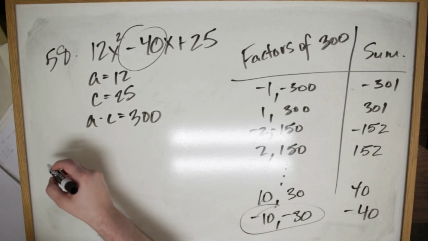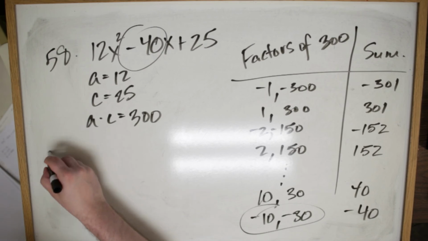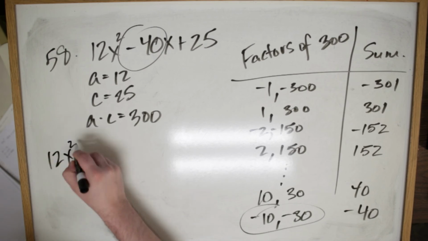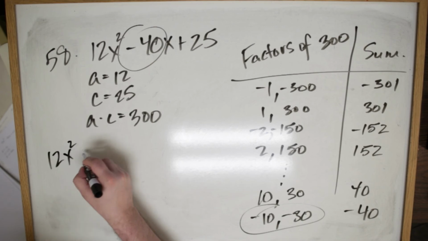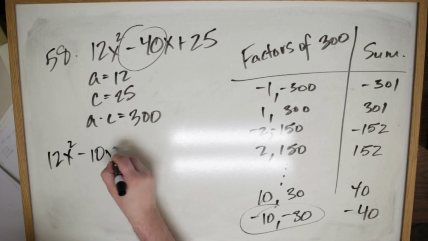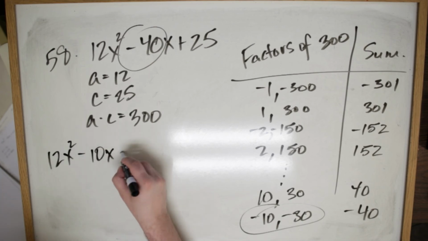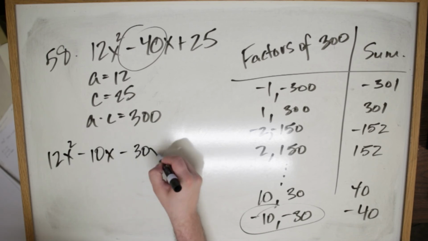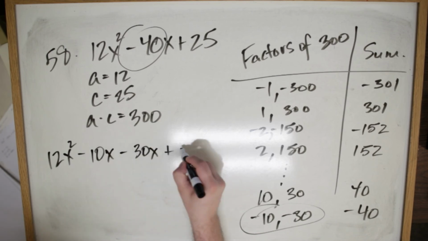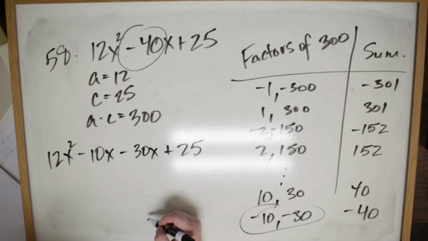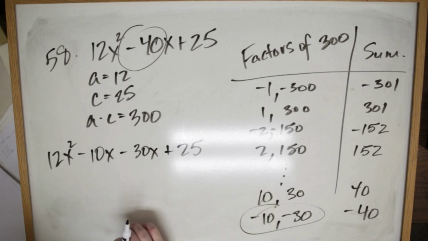So let's do our grouping just like we did before. 12x squared minus 10x. I actually in my notes did it the opposite, but I want to try it this way because it just seems like fun. Yes, math can be fun, believe it or not. It's really fun when you actually get it too. That's when it's the most fun.